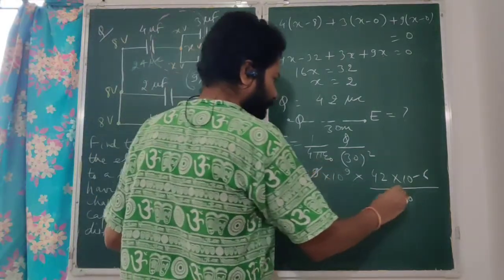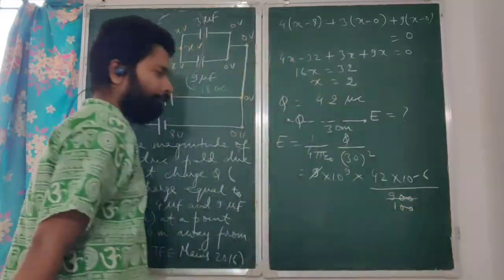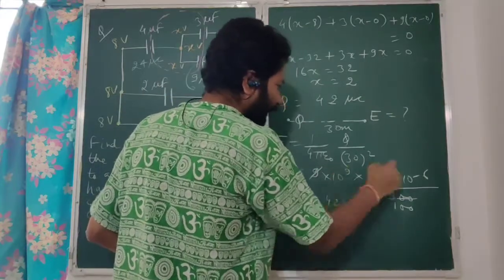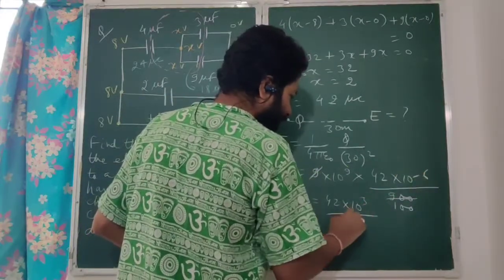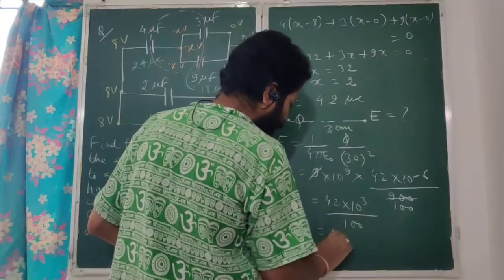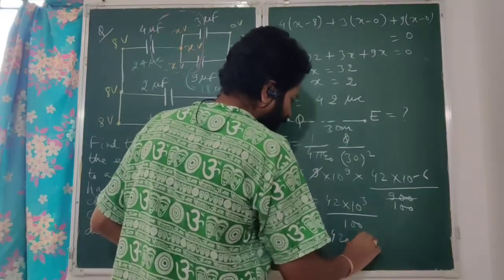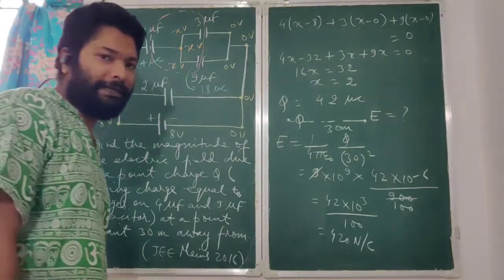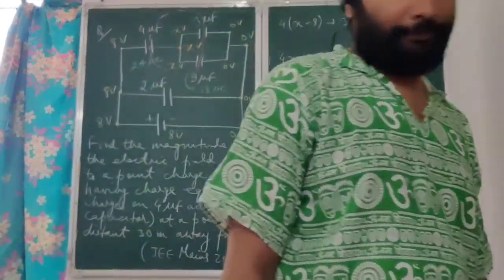So now, it is 42 into 10 to the power of 9 minus 6 is 3 by 100. So it will be 420 Newton per coulomb. So the answer for this question is 420 Newton per coulomb.